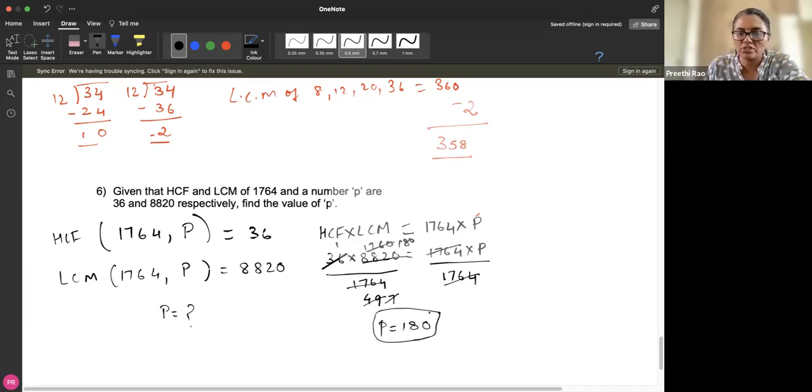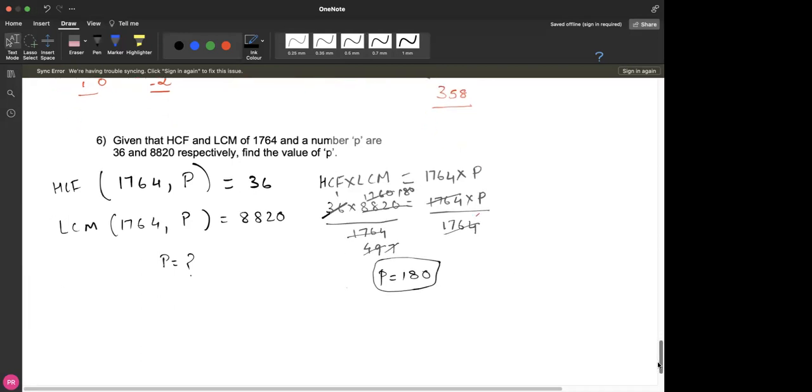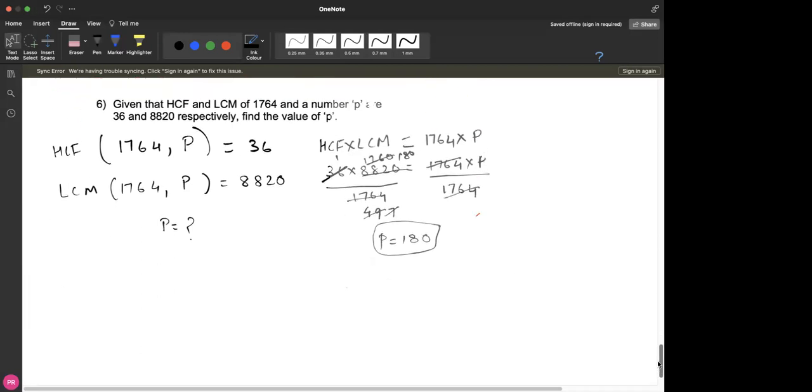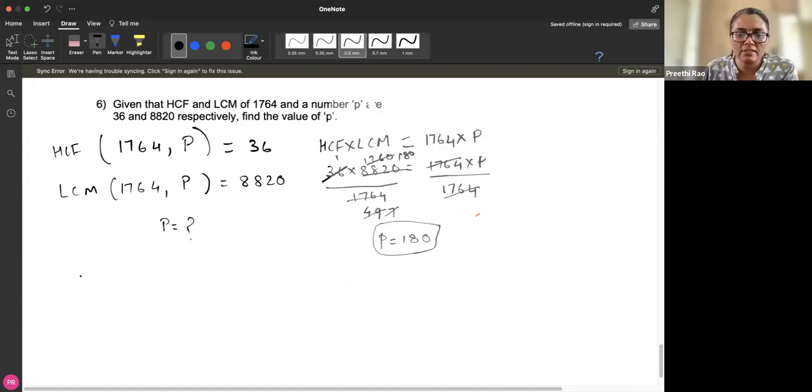So Saket, you want to share your proof? Yes, ma'am. Wait, let me just finish recalling it. I'll share at the end after everyone shares the solution. So 180 is the solution. Most of you got it right.